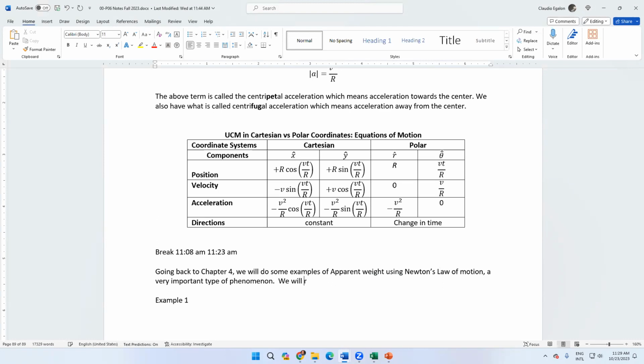Professor, is uniform circular motion going to be on the exam? Which one? UCM? I'm still deciding. I'm still deciding. It's going to depend on how much we cover.